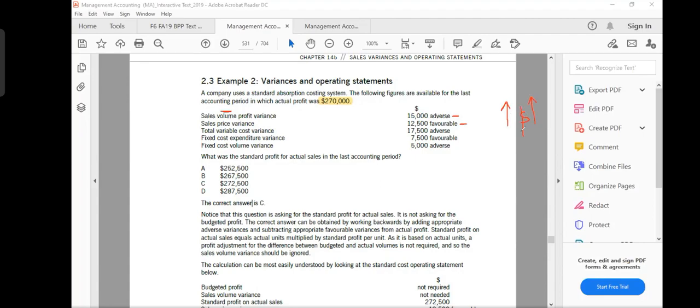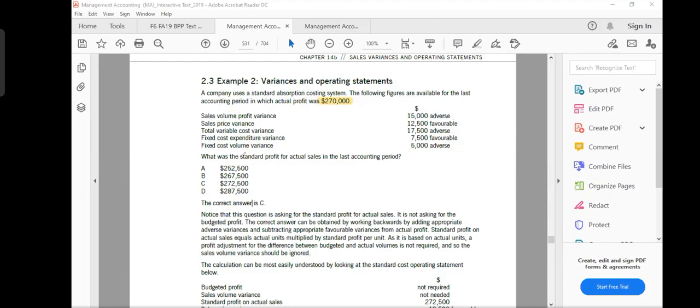Your price went up. So because it's favorable, it is not adverse, it is favorable. Favorable means that you made more. And then total variable cost variance, then fixed cost expenditure variance, then fixed cost volume variance. 17,575 and 5,000. Okay, so we read the data.